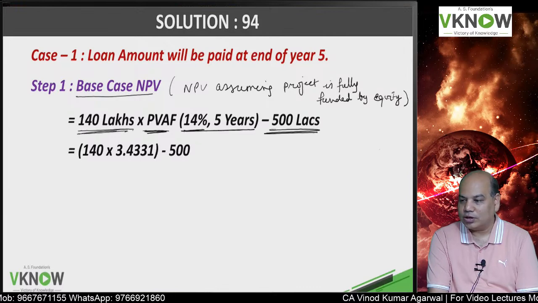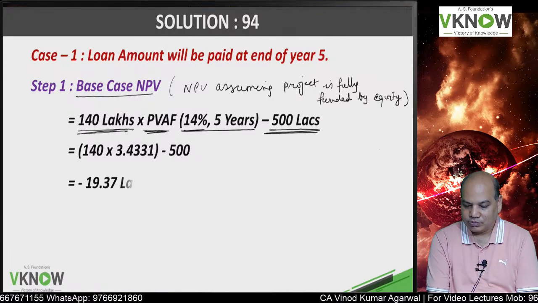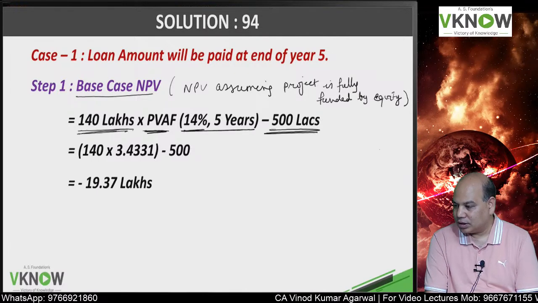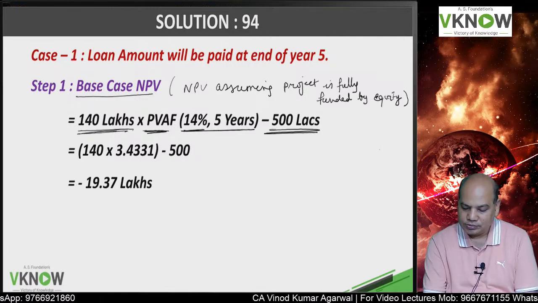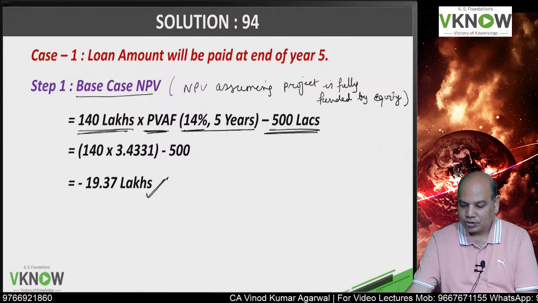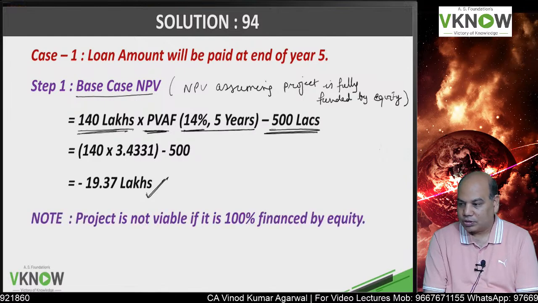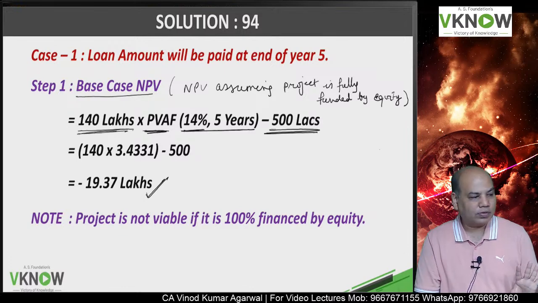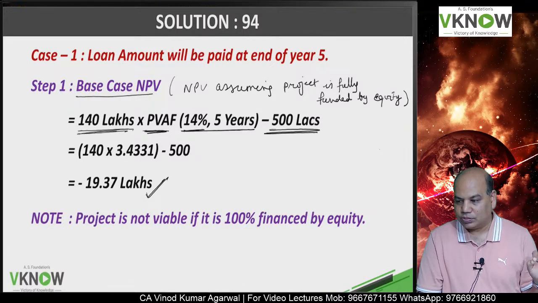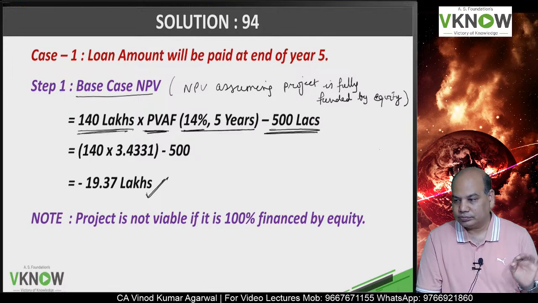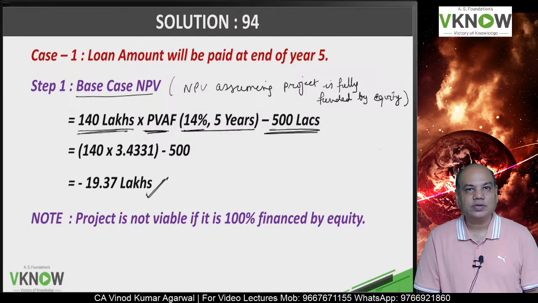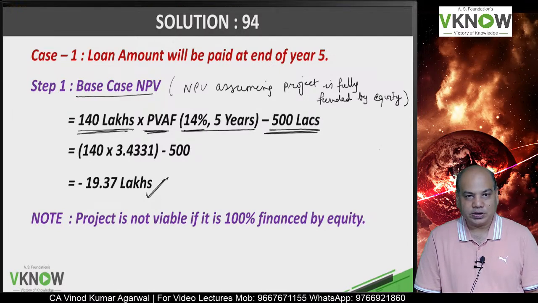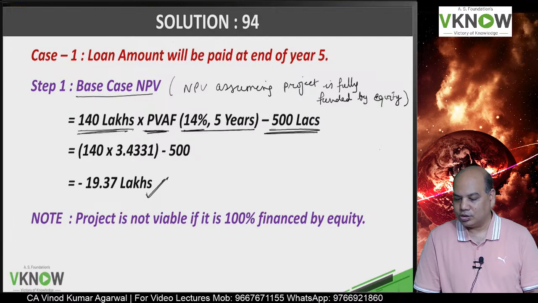Anyone who would like to answer base case NPV? Base case NPV is negative 19.38. Very good answer. So if the project is wholly financed by equity, it is not viable. Write a note: project is not viable if it is 100% financed by equity.